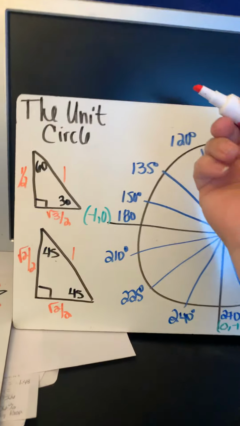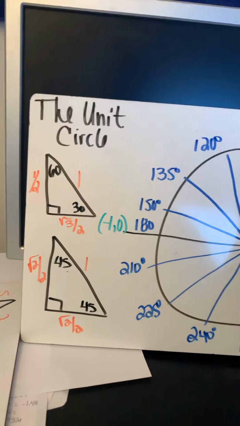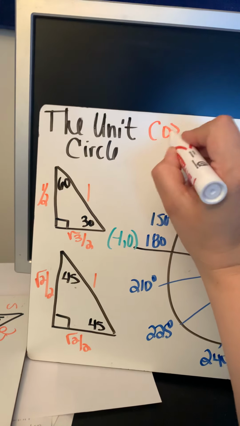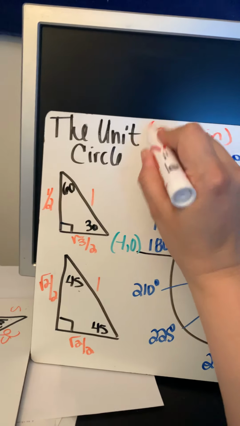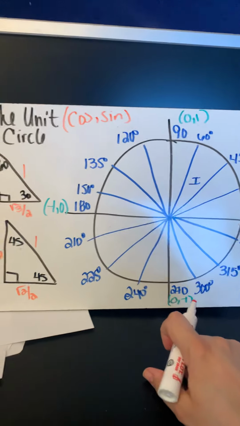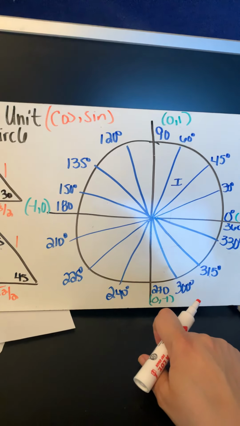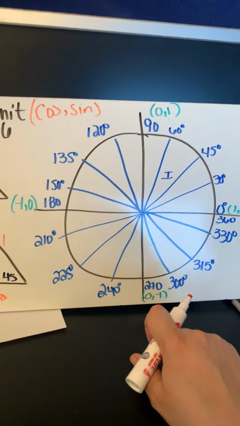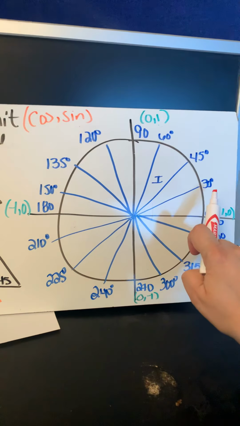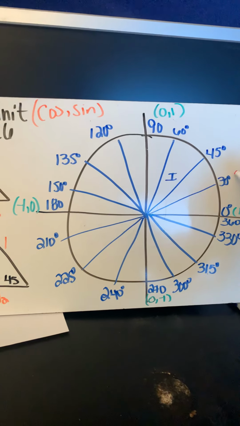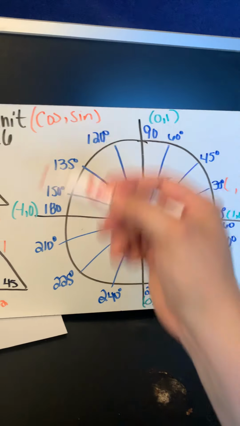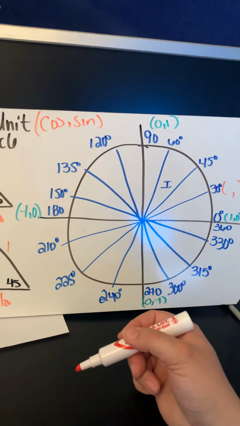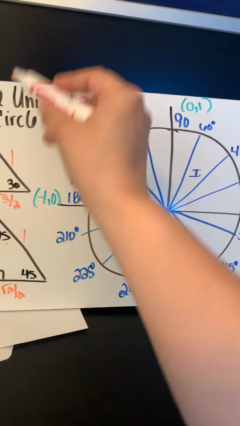So in your ordered pair, whenever you're seeing these ordered pairs around your unit circle, it is cosine, sine. And think of x, y, alphabetical order. Cosine, sine, alphabetical order. So I'm looking at my 30 degrees, and I have to find what my cosine value is and what my sine value is. So 30 degrees, cosine, sine.